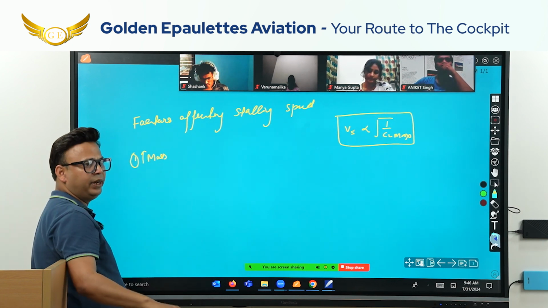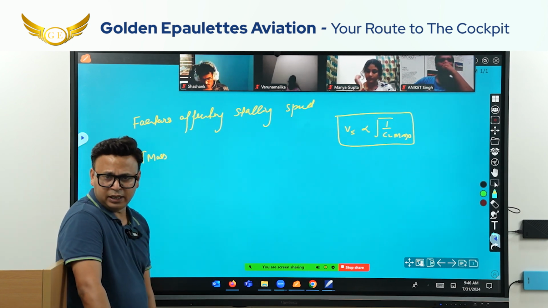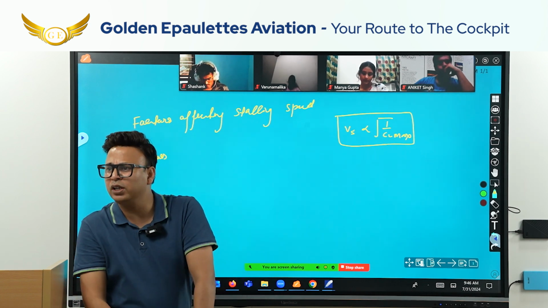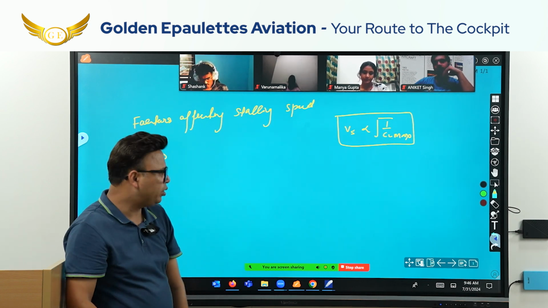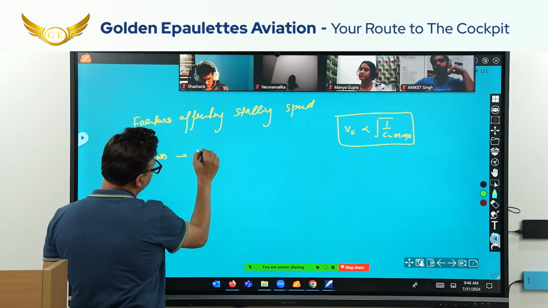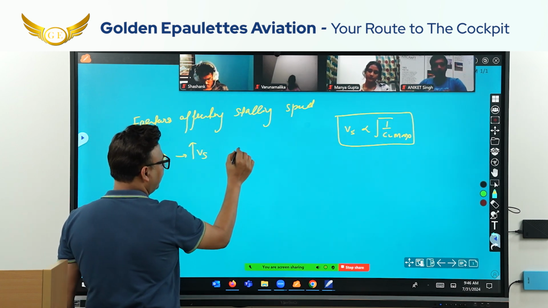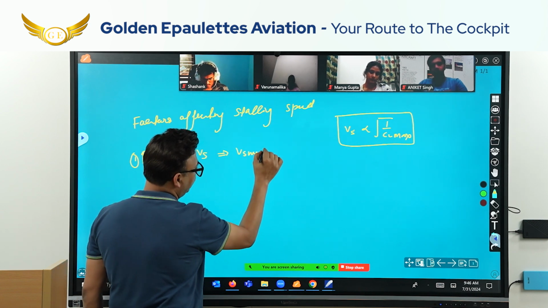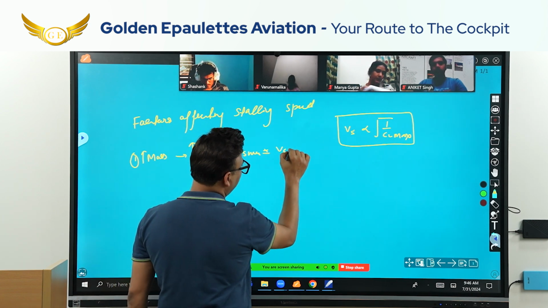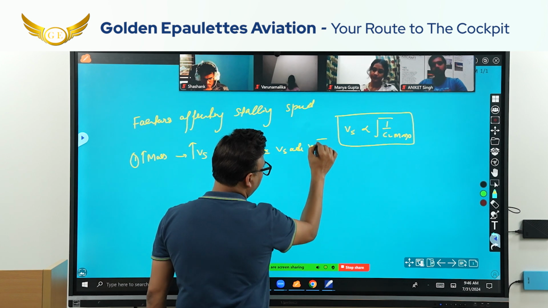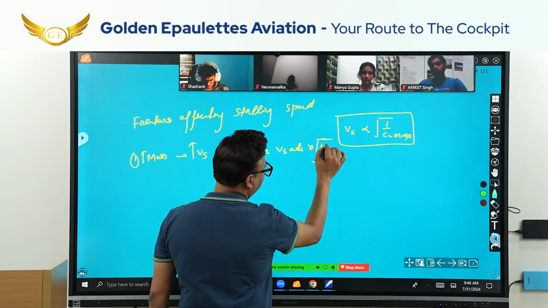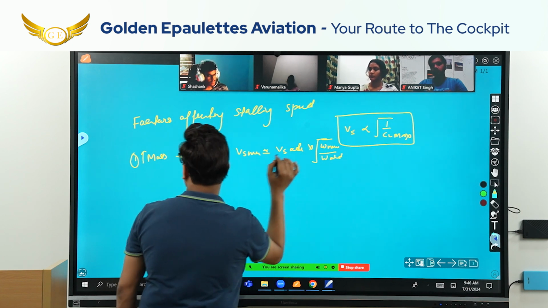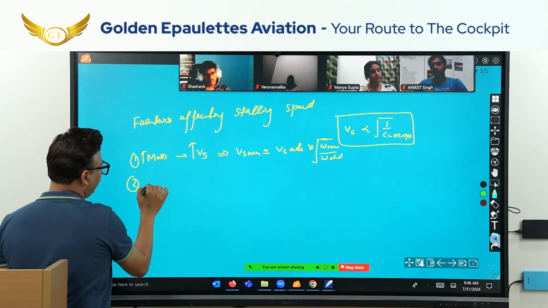मास बढ़ेगा, वेट बढ़ेगा, तो आपका लिफ्ट रिक्वायर्ड क्या होगा? You need more lift, so stalling speed would be more. So mass बढ़ेगा आपका, Vs बढ़ेगा। And what was the equation? Vs new equal to Vs old into under root weight new upon weight old. Second was load factor.